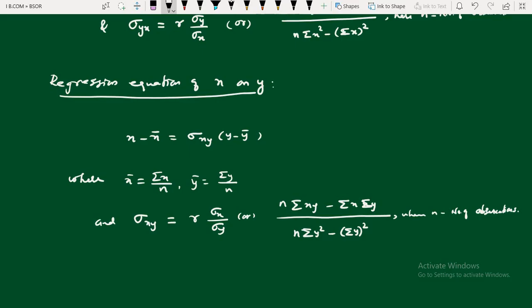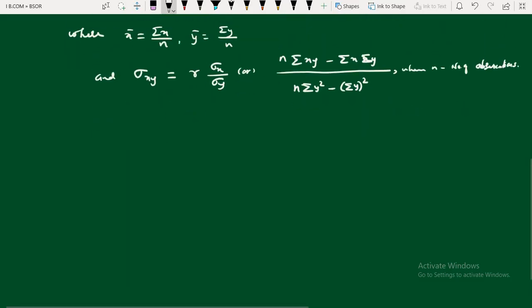The main purpose of the regression equations is that you can find one variable if you know the other variable. For example, if x is the height of a person and y is the weight of the person, if height is given, we can find the corresponding weight, or if weight is given, we can find the corresponding height. You can go vice versa. That is the main use of regression analysis. In problems, we can easily understand these things.